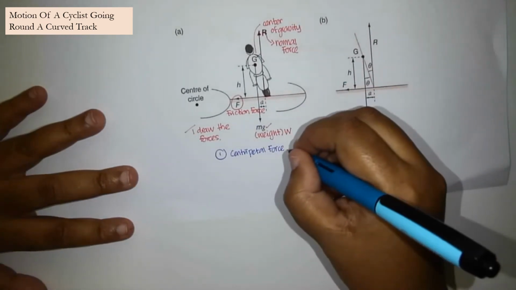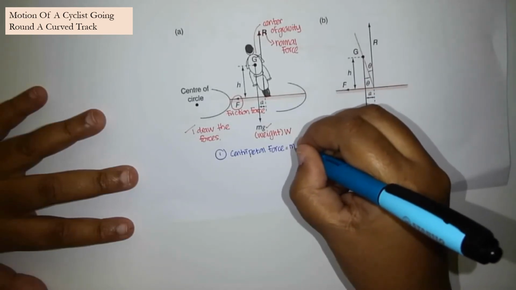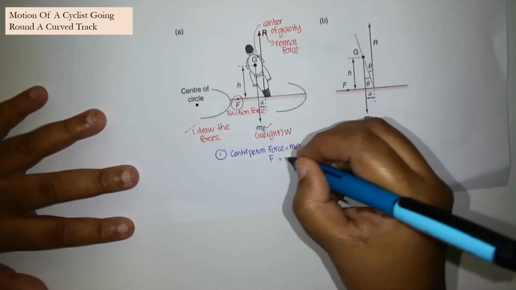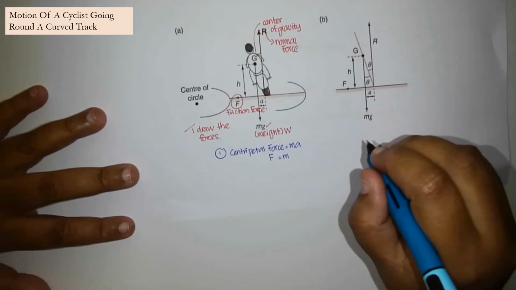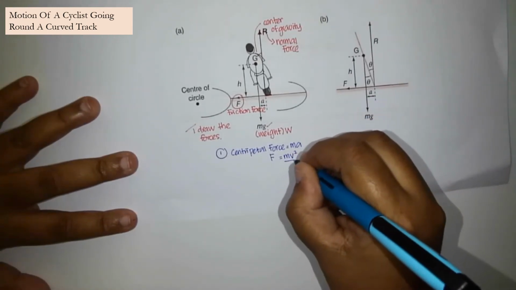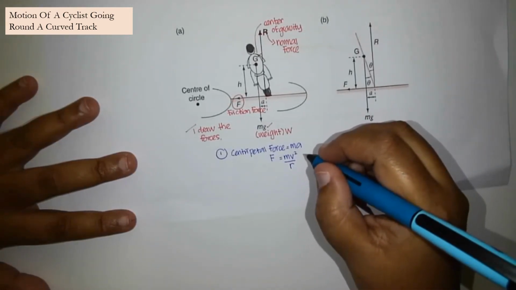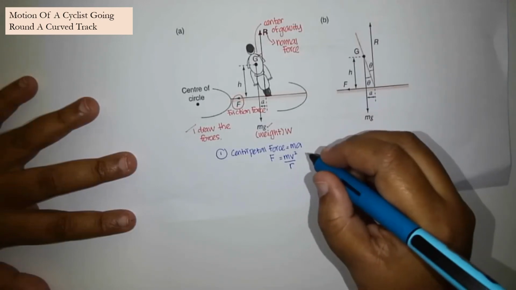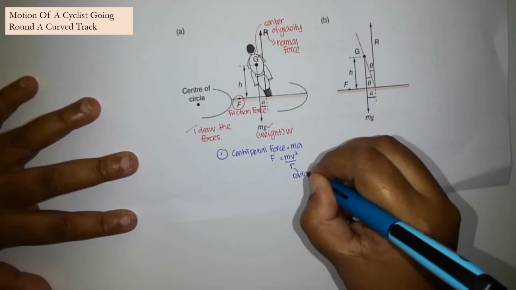So the centripetal force is equal to ma. The centripetal force is the frictional force, which is equal to ma. So a, I can substitute with whichever I want, but I choose to follow what is in the book. So I put mv squared over r. V will be the linear velocity, and r will be the radius of the curved track.